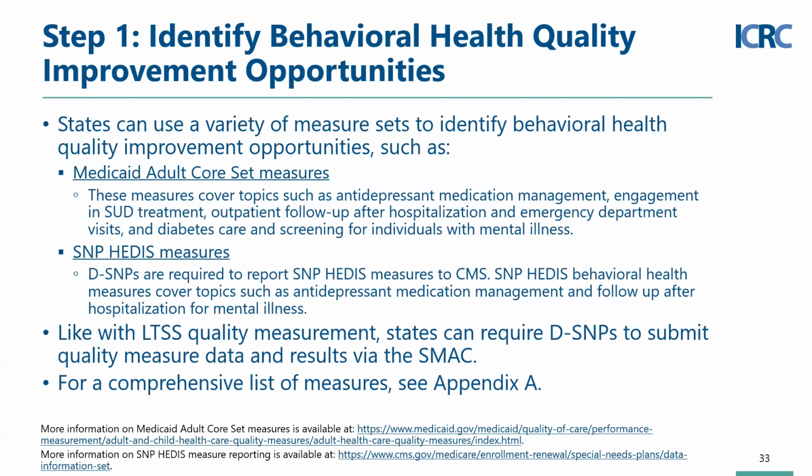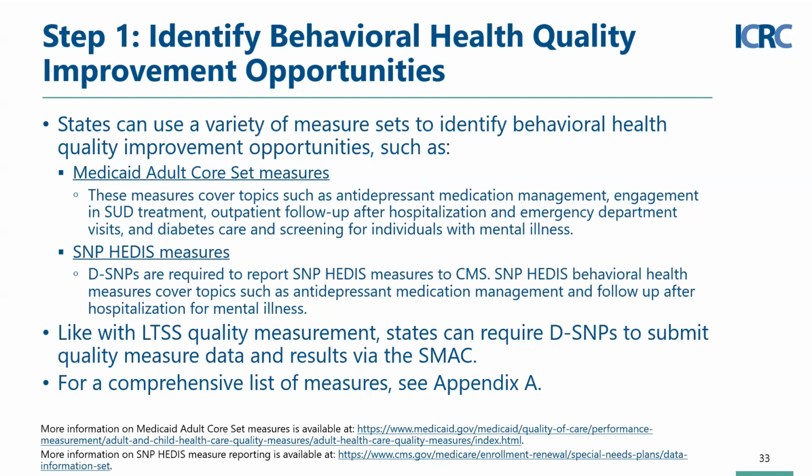Additionally, D-SNPs are required to report SNP HEDIS measures to CMS. The SNP HEDIS measure set contains some of the same measures included in the Medicaid adult core set, including antidepressant medication management and follow-up after hospitalization for mental illness. Like with the LTSS quality measurement, states can require D-SNPs to submit SNP HEDIS measure data and results via their SMACs. Appendix A includes a comprehensive list of measures.